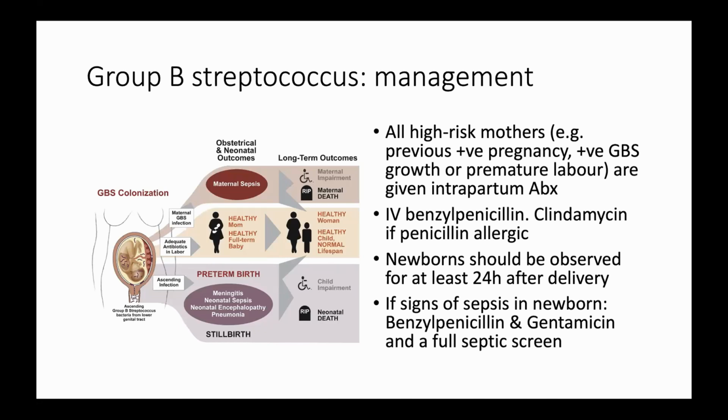And then after babies are born to women who have grown GBS during pregnancy and there's any risk factor for GBS septicemia in the baby, they should be observed for at least 24 hours after delivery. So that's basically doing regular obs on the babies, being very, very vigilant to any signs of sepsis in the babies. And if there are signs of sepsis, so things like blood pressure going off, heart rate going off, anything like that, then you have a low threshold for giving Benpen and gentamicin to the baby and doing a full septic screen.